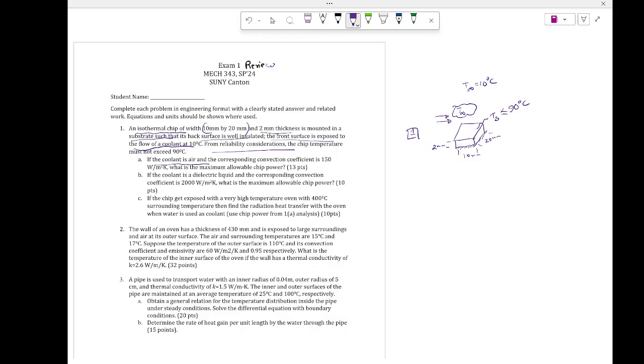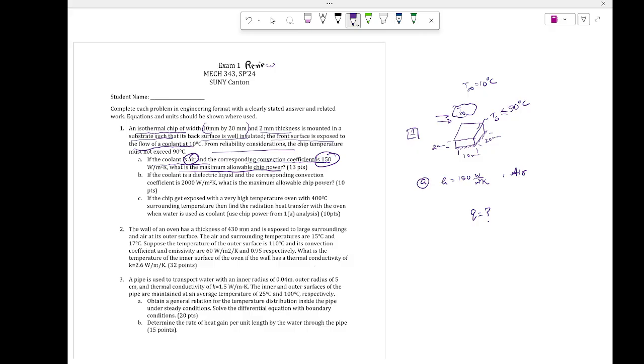If the coolant is air and the corresponding convection coefficient is 150, there are several parts to the problem. Part A gives you the h value, 150 watts per meter squared Kelvin, and says the coolant is air. So I'm highlighting that air and that 150 value. What is the maximum allowable chip power? They're asking you for the Q value.